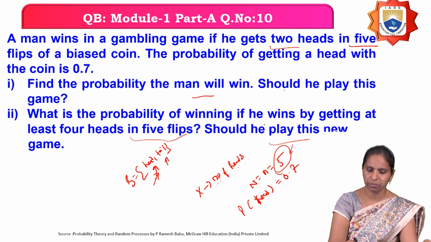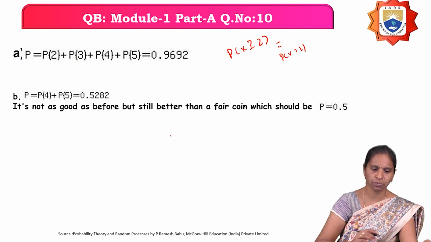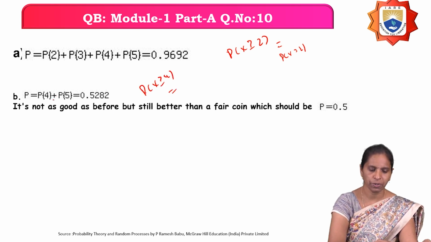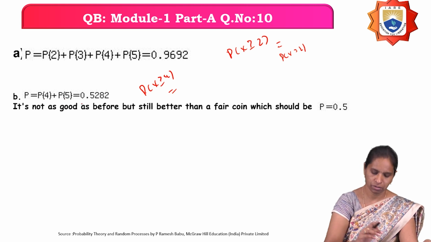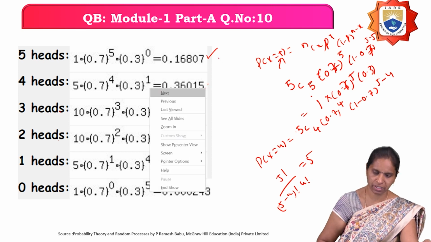Next, what is the second part here? What is the probability of winning if you win by getting at least 4 heads in your 5 flips? At least 4 heads is nothing but P of x greater than or equal to 4. That is P of x equals 4, nothing but 4 heads or 5 heads. So P of 4 is 0.36015 plus 0.16804.